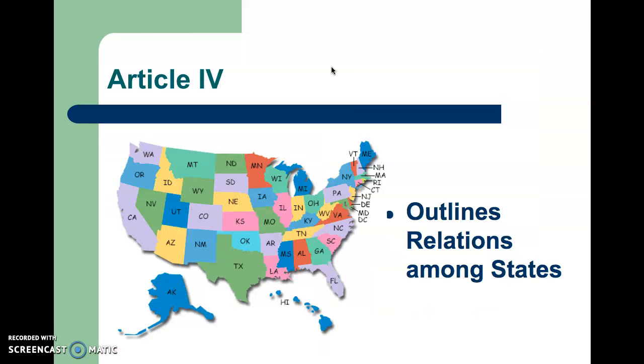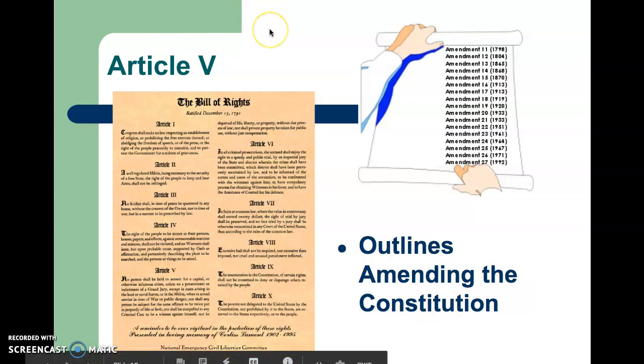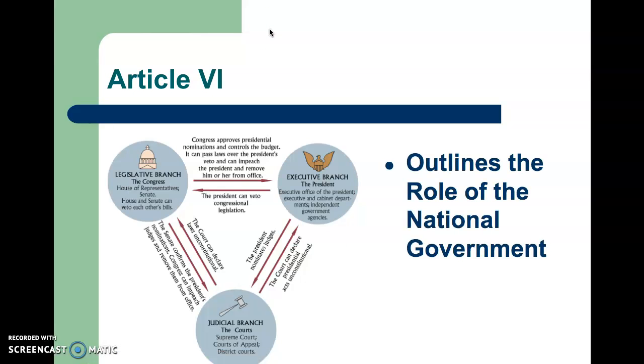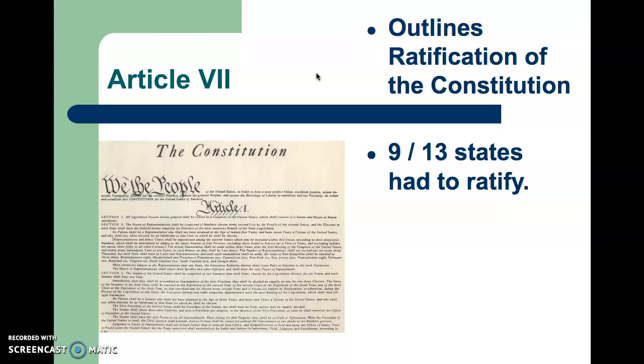Article 4 deals with relations among the states, how they interact with one another, like things in trade and commerce. Article 5 outlines amending the Constitution, so all the different changes that have to go into place and how you achieve those. Article 6 outlines the role of the national government, how it's supposed to interact with the states and with each other. Article 7 outlines the ratification of the Constitution, the process of trying to get at least 9 of the 13 original states to vote on it to pass the document.